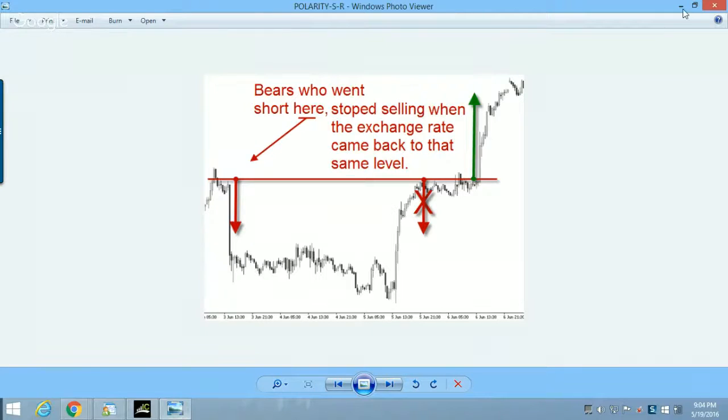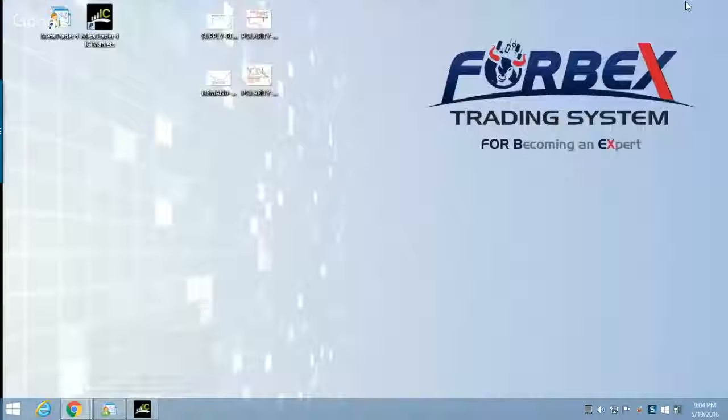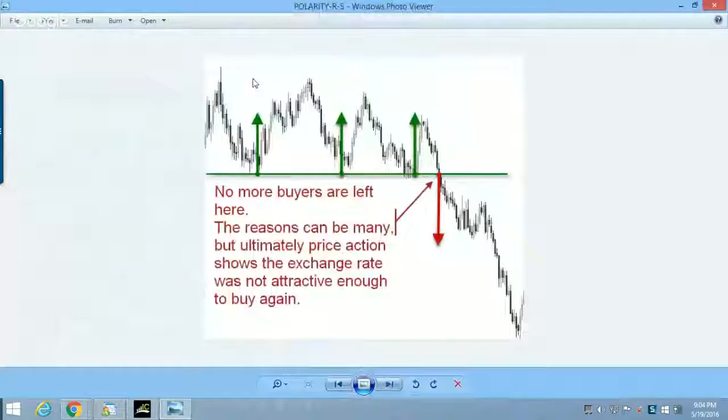Okay, and here is another aspect, the same, but referring to resistance, that it becomes support after it is broken. Here it was the consolidation, and then no more buyers. The buyers just left, and at that level the sellers stepped in.